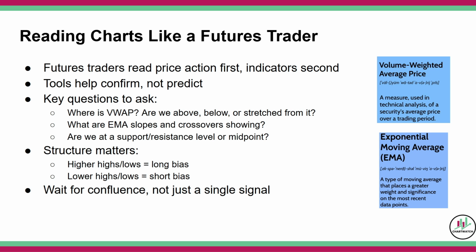And so from there, futures traders start scanning for imbalances. These are clues that price and value are disconnected. So is the market trending or is it balancing? Are we rotating between high and low volume areas? Is price moving fast, so kind of emotional, or slow, like a balanced movement?